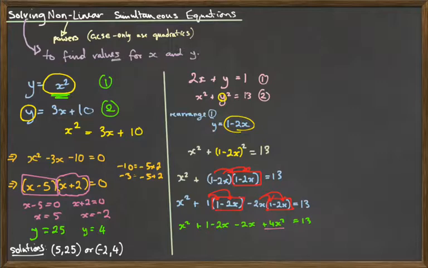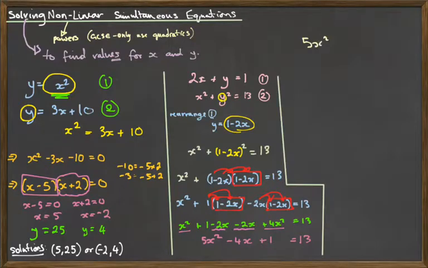So we can combine like terms now. How many x squareds do I have? I've got 5 of them. How many x's do I have? I've got minus 4 x's. And then I've got that plus 1 is equal to 13. So if you didn't get this far, then maybe pause the video now and try and solve this one.